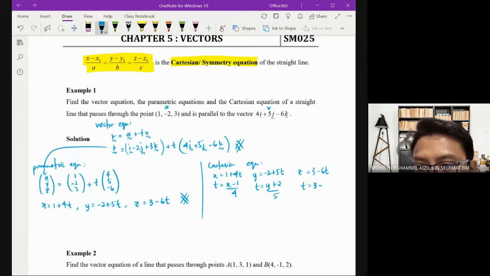X minus 1 over 5. Y plus 2 over 5. Right, guys? Do Z, my brain is slow. 3 minus Z over 6. Is that okay? Right?